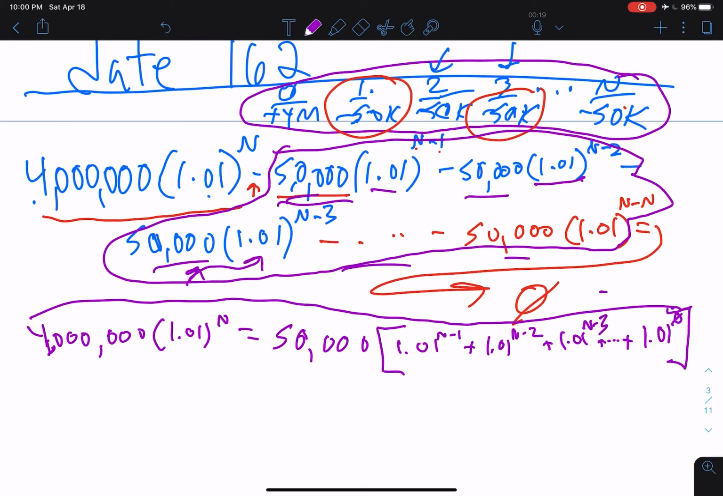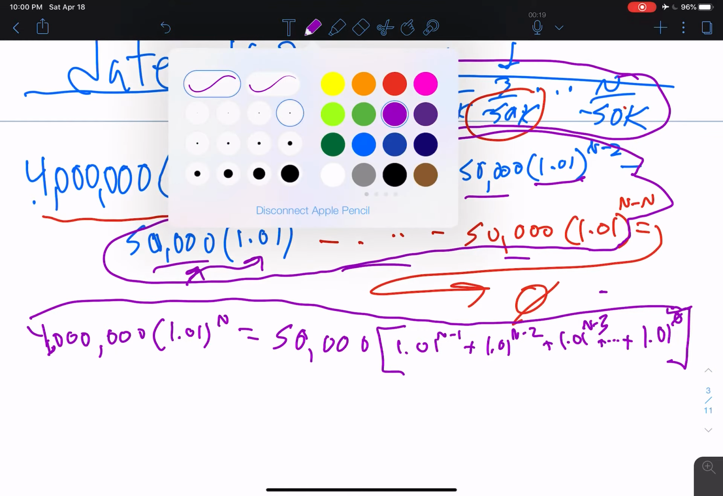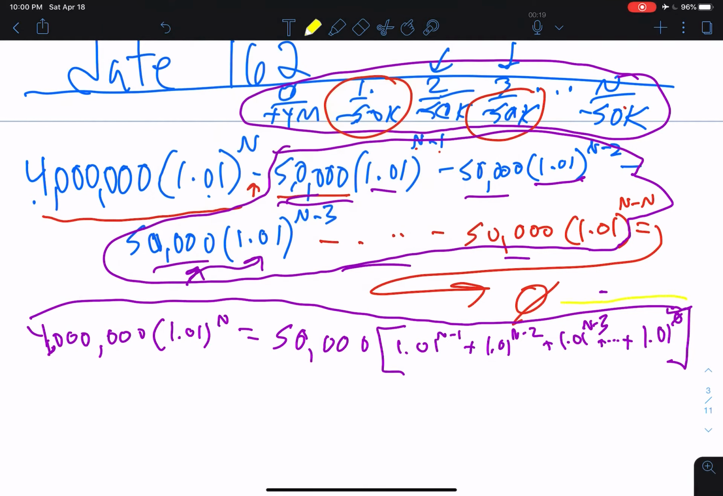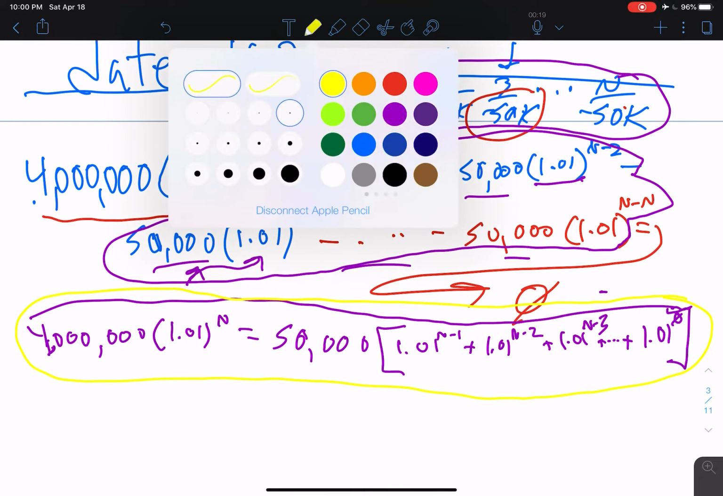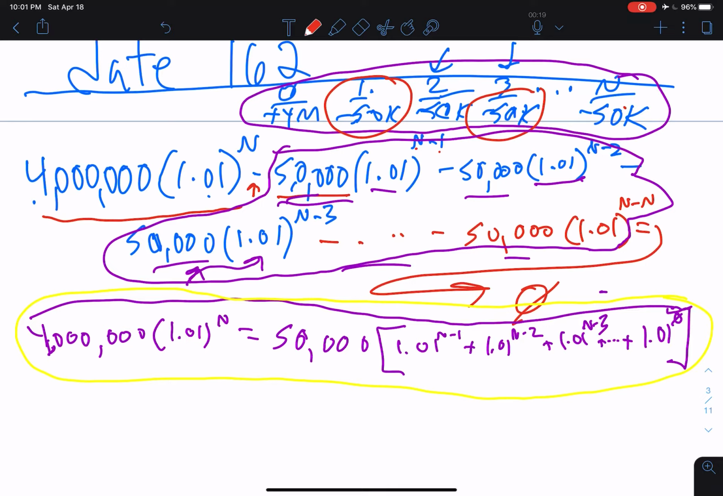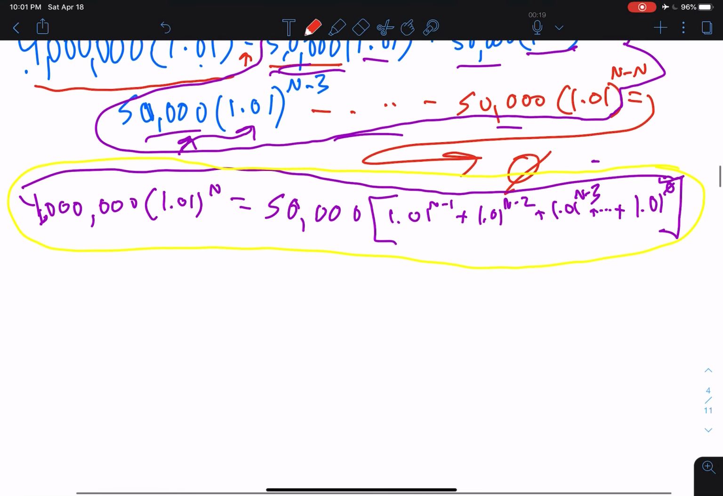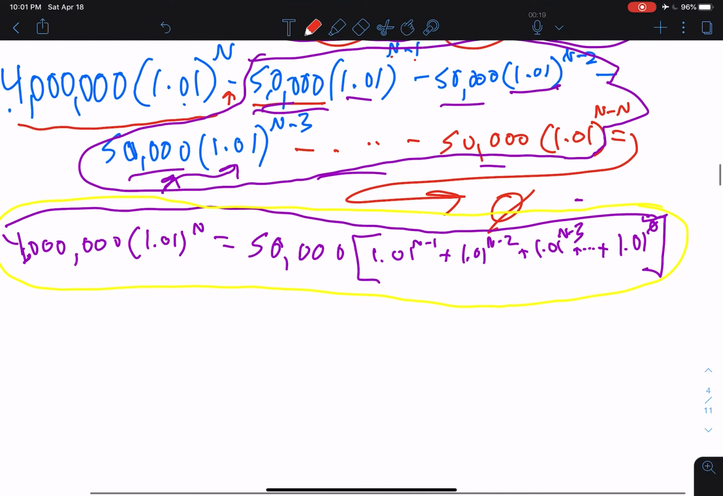There's our equation. Let me circle that in lovely yellow. Very interesting equation. So let's solve this now. Let's solve this equation. Well, here's the first thing I do. I make use of my knowledge of interest factors.